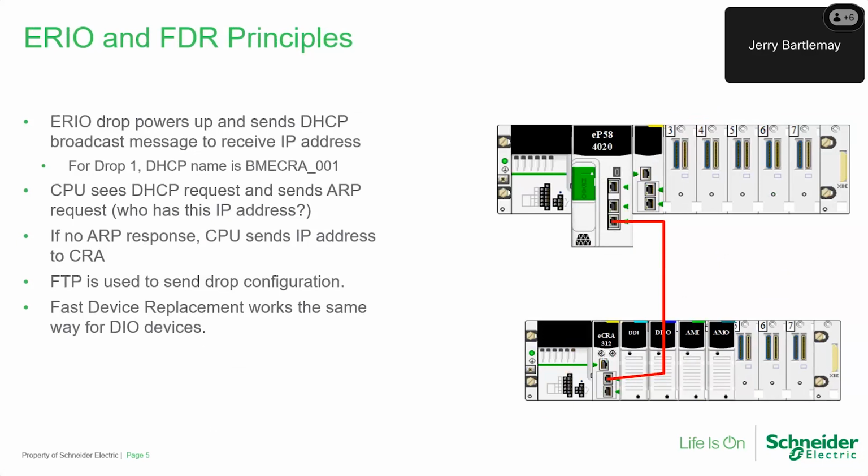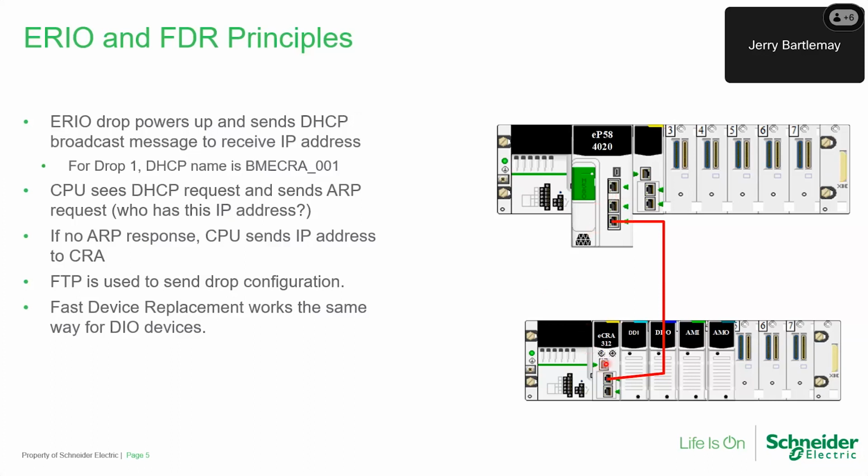All right, so when a drop adapter first powers up, it sends out a DHCP message. DHCP is Dynamic Host Control Protocol. And what it is, is a way for a device to announce itself on a network and request an IP address from a DHCP server. In this case, the DHCP server is the M580 CPU itself.